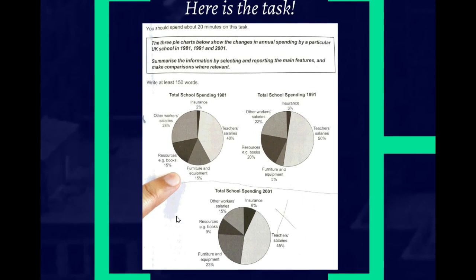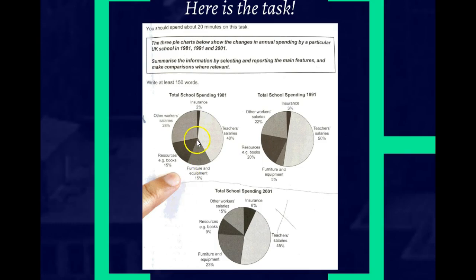Let's have a look at the task first. You should spend about 20 minutes on this task because you probably know it's an hour for the whole test, and approximately 20 minutes you spend on this task, and then 40 minutes should be allocated to Task 2. Anyway, let's focus on Task 1.